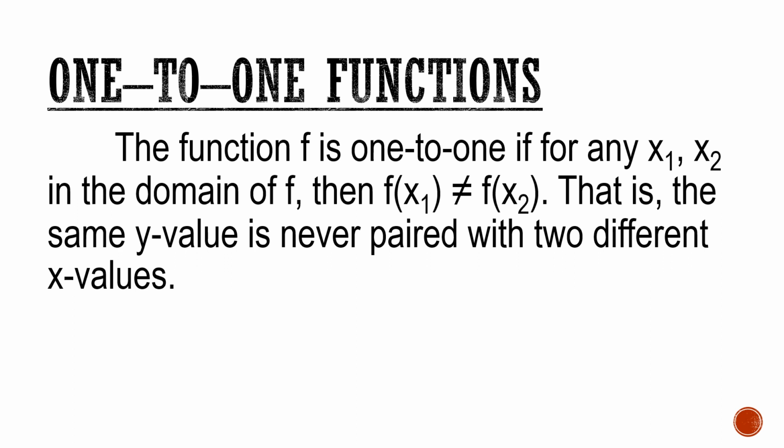Let's deal now with the definition of a one-to-one function. So the function f is a one-to-one if for any x sub 1 and x sub 2 in the domain of f, meaning to say that your x sub 1 and x sub 2 are values of your domain of this function, then f of x sub 1, or the function with respect to your x sub 1, is not equal to your f of x sub 2, which is your function with respect to your second value of your domain. So these x sub 1 and x sub 2 are independent variables. So these are x values that pertain to your domain.